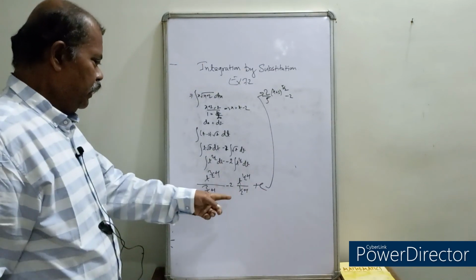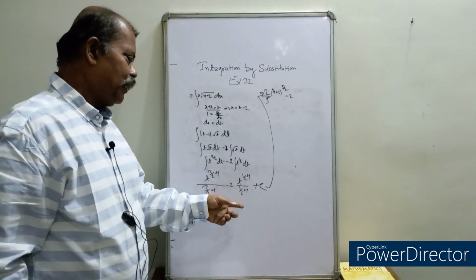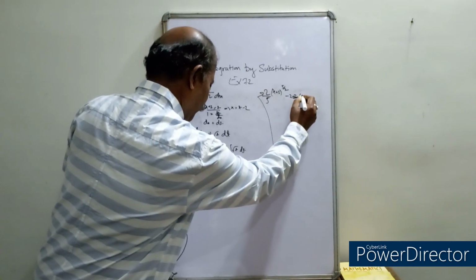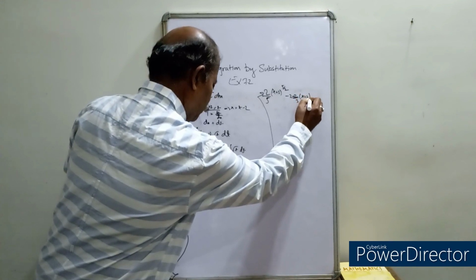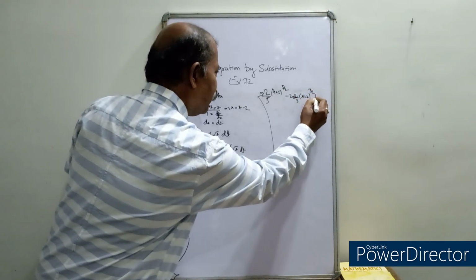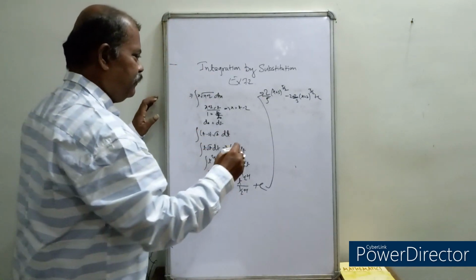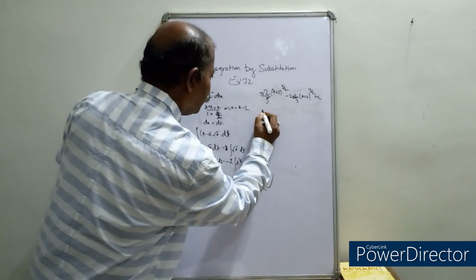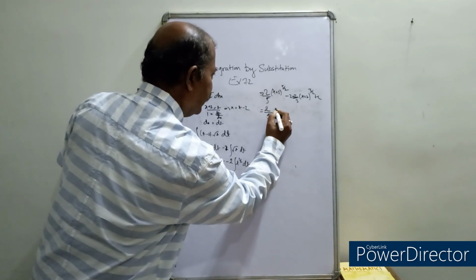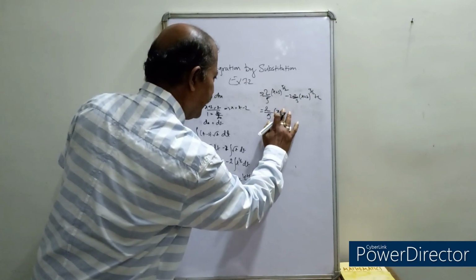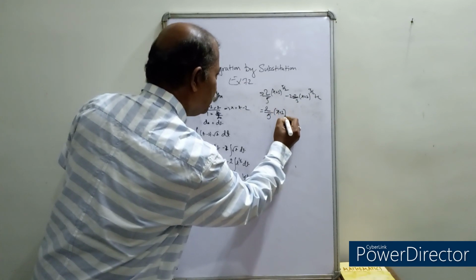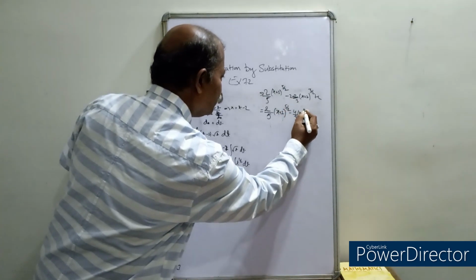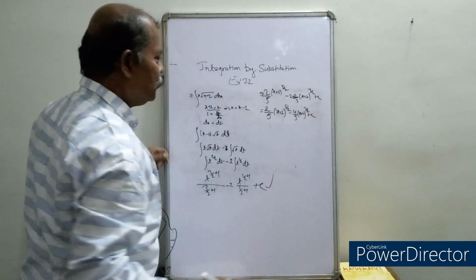Again here this will be how much? 3 by 2, which means 2 by 3, and this value will be (x plus 2) to the power of 3 by 2 plus c. So here you see, this is your answer. Your answer will be 2 by 5 (x plus 2) to the power of 5 by 2 minus 4 by 3 (x plus 2) to the power of 3 by 2 plus c. So this is your answer.